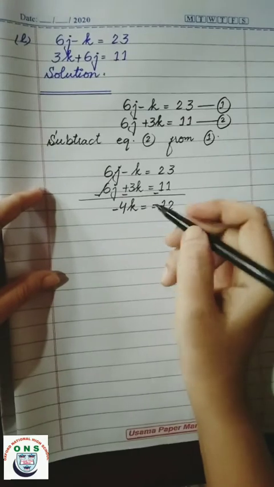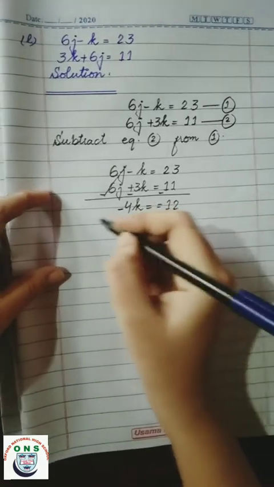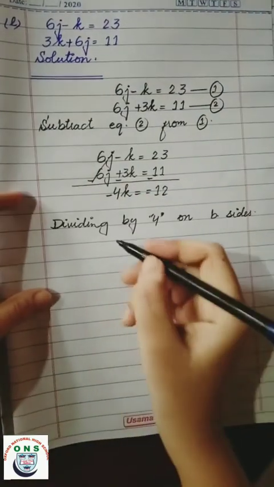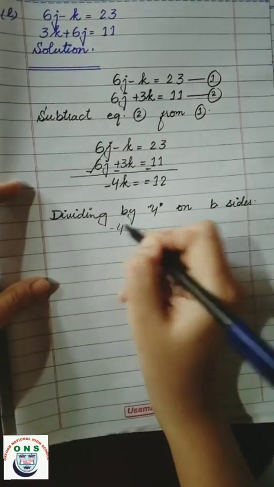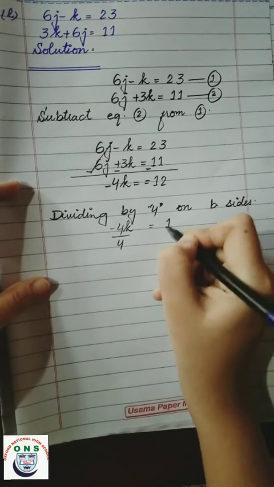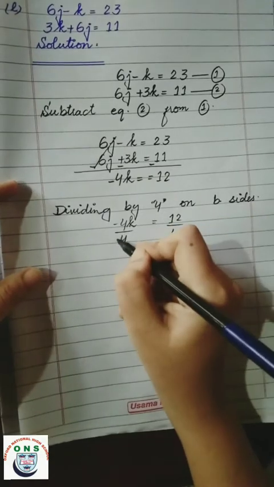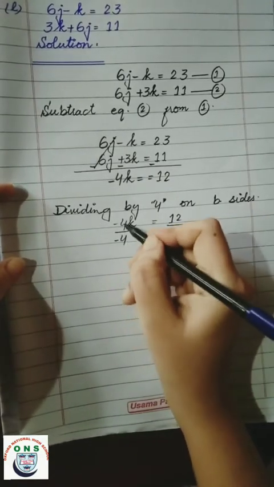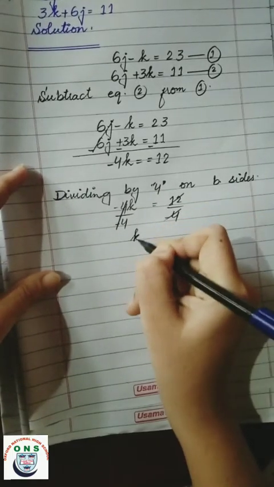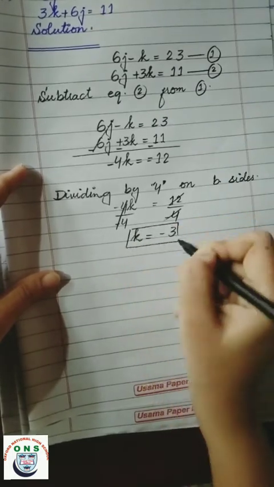Yes. Now what to do? Now we have to just find the value of k by dividing. We divide minus 4k by minus 4, equal to 12 by minus 4. If you divide by minus 4, it will be cancelled. 4 times 3 is 12, which means k is equal to minus 3. K is equal to minus 3.